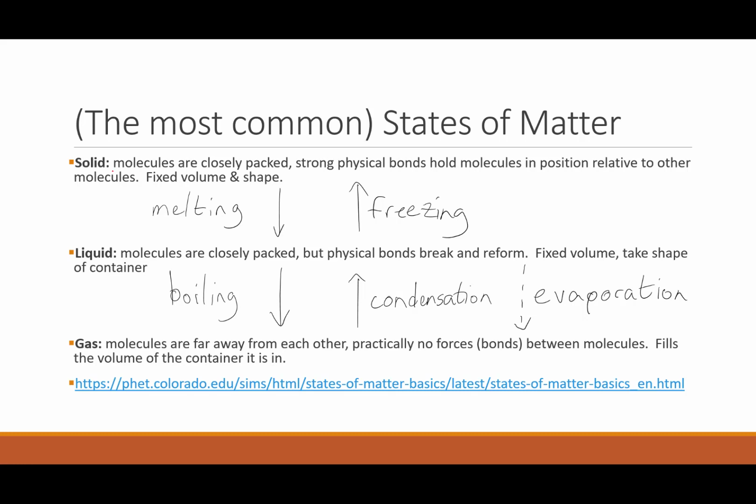In a solid, the molecules are packed closely together because there are strong physical bonds holding the molecules in position relative to the other molecules, which means the molecules can't move relative to each other, so they have a fixed volume and a fixed shape. In a liquid, the molecules are still pretty closely packed together, but the physical bonds can break and reform, and so the molecules can kind of flow around one another. The volume of a liquid is generally quite fixed, but a liquid will take the shape of its container because the molecules can move around relative to each other.